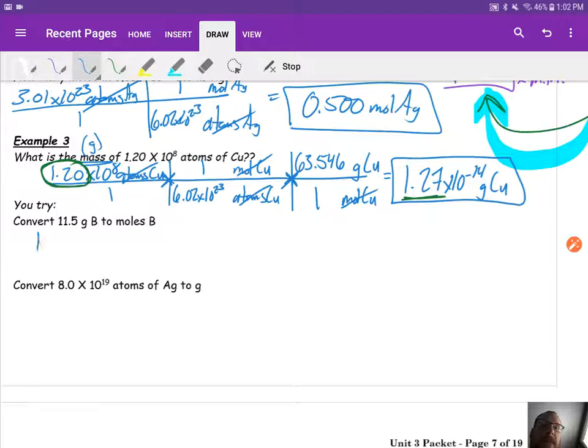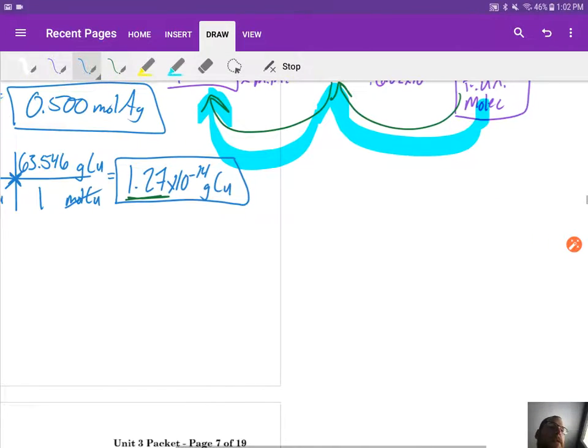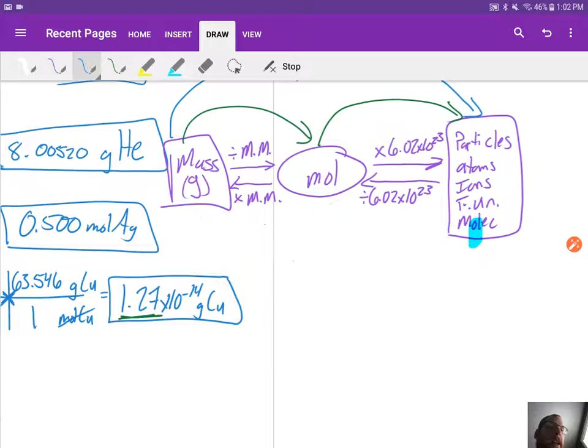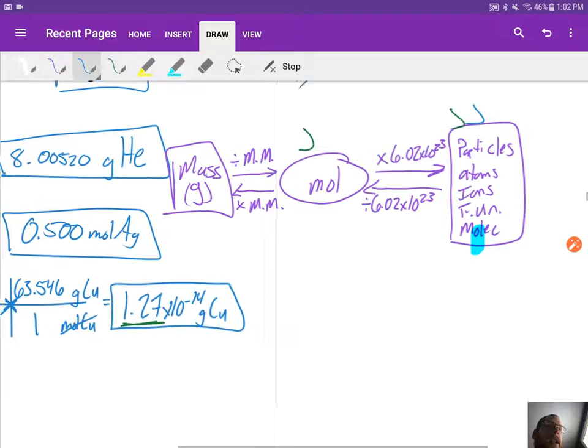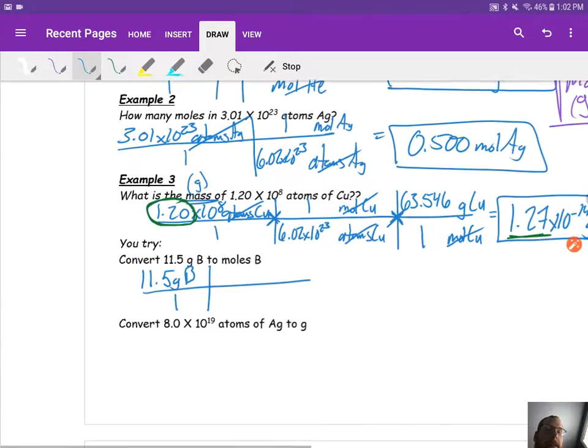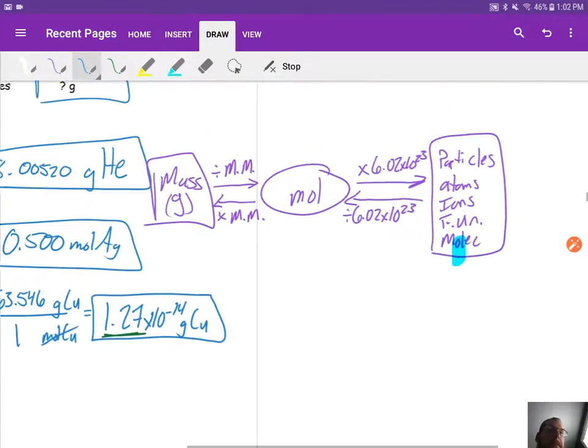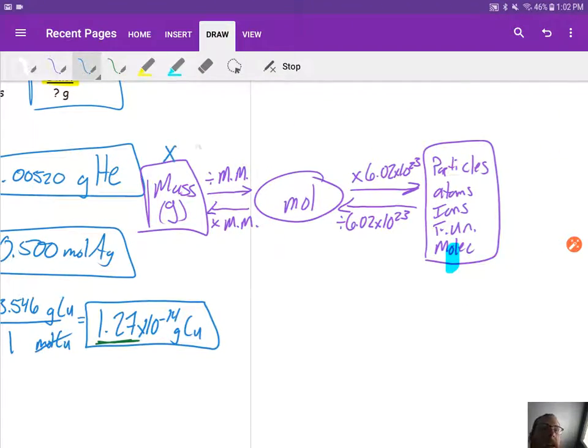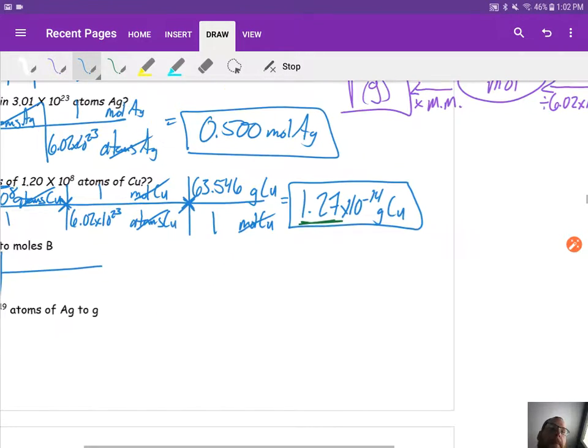All right, so I'm starting with 11.5 grams of boron. I want to get to moles of boron. So I'm going to kind of clean mine up here so I can look at it with this problem. All right, so if I look, I'm at grams. So I'm right here, and I want to just get to moles. So this one is just going to be a one-step problem.